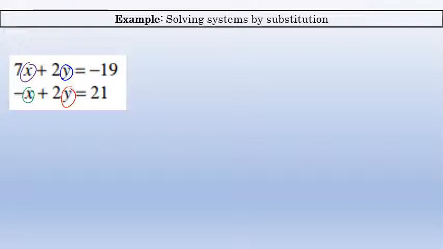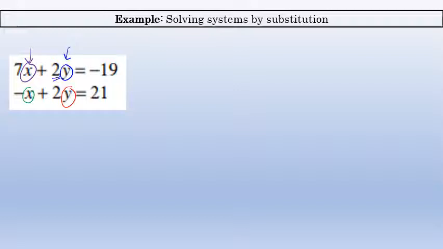However, when listing the steps, I did say that it might be easiest if you avoid fractions in this step if you can. If I were to solve the top equation for x, I would have to divide both sides of the equation by 7 at some point, which would involve 2 divided by 7 and 19 divided by 7, which would be fractions that could not be reduced. Likewise, if I solved the top equation for y, I would have to divide everything on both sides by 2, again resulting in fractions.